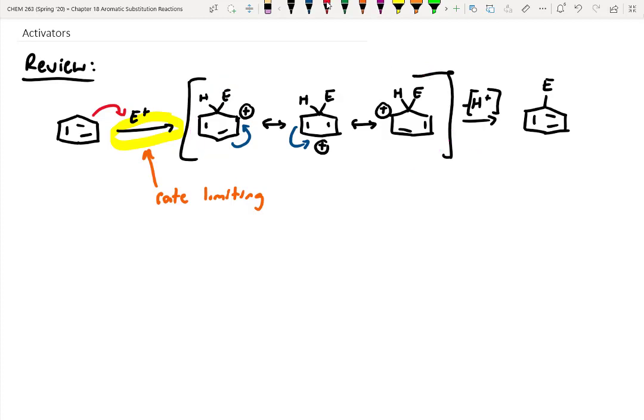All right, so when we're looking at these reactions, we can start studying the rates of these reactions. We can ask ourselves, how quickly is this occurring? And beyond that, how can we make this reaction go faster? Meaning, how can we increase the rate of the reaction? And so that's where activators and deactivators come in. An activator is a substituent that increases the rate of the reaction.